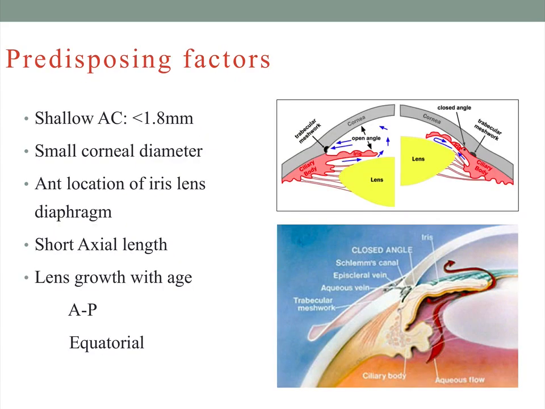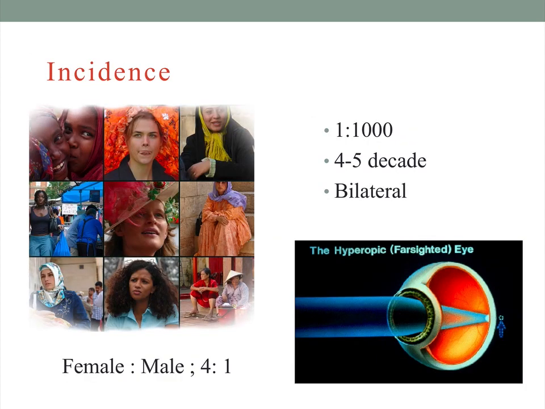So, what are the predisposing factors? Shallow anterior chamber, that is, when the depth of anterior chamber is less than 1.8 millimeter, small corneal diameter, anterior location of iris lens diaphragm, as can be seen on the topmost picture on the right side, the lens iris diaphragm is shifted anteriorly, short axial length of the eyeball as is seen in hypermetropia, and lens growth with age. These are various predisposing factors.